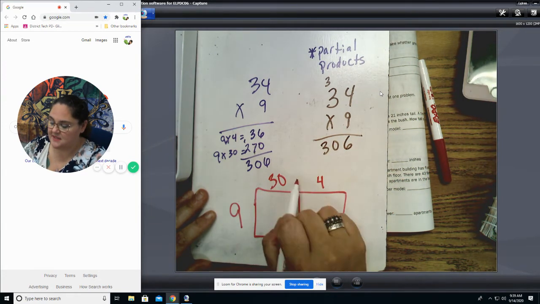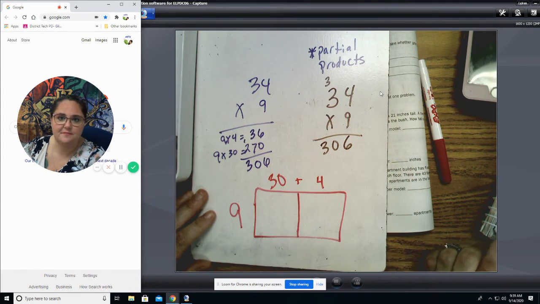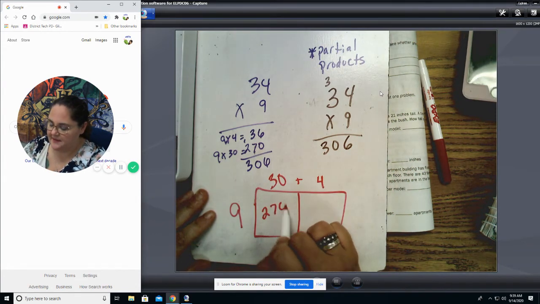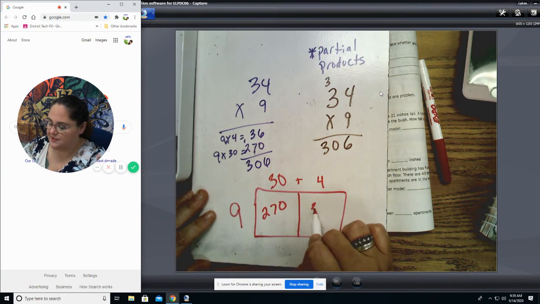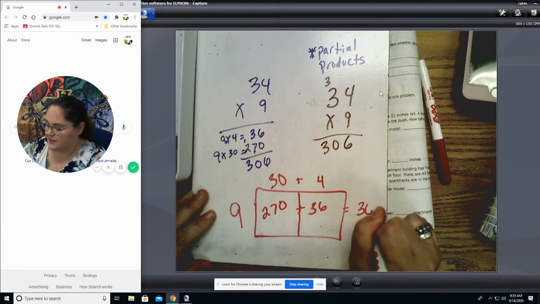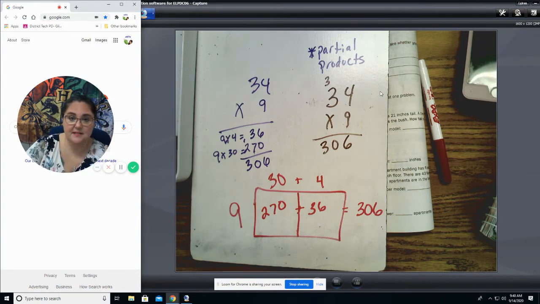So if I add this together, 30 plus 4, my answer is 34. And then I multiply. 9 times 30 is 270. 9 times 4 is 36. And then I add those numbers together to get 306. That is how you do area model. Now, we're going to use a few different ways in today's lesson.